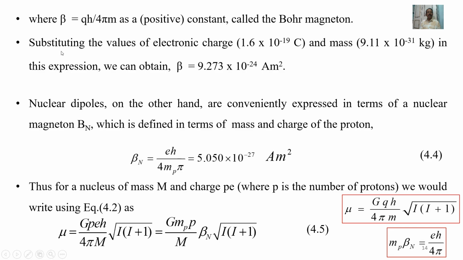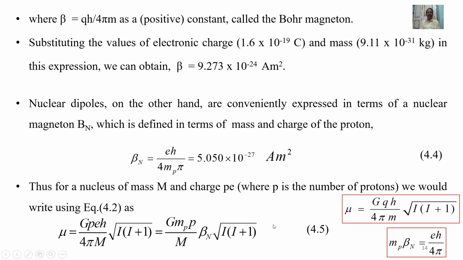Nuclear dipoles, on the other hand, are conveniently expressed in terms of a nuclear magneton, beta n, which is defined in terms of the mass and charge of the proton. So beta n is nothing but the Bohr magneton for the proton, for the nucleon, which is equal to eh divided by 4 pi m p, which is equal to 5.050 times 10 to the power minus 27 ampere meter square. Thus, for a nucleus of mass M and charge Pe, where P is the number of protons, we would write it using equation 4.2.